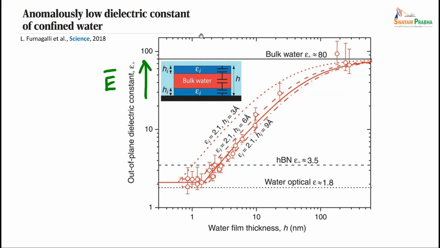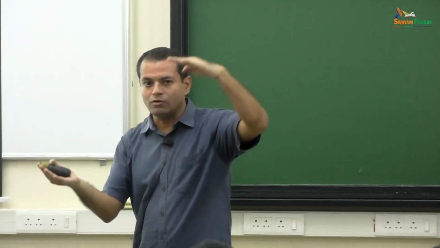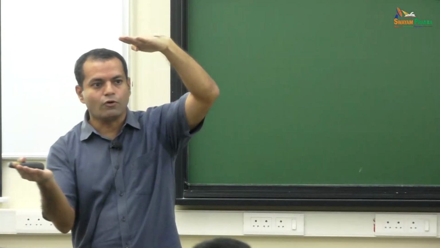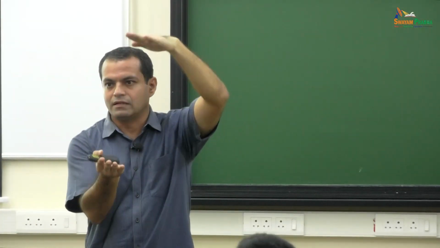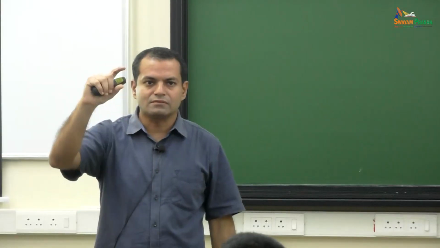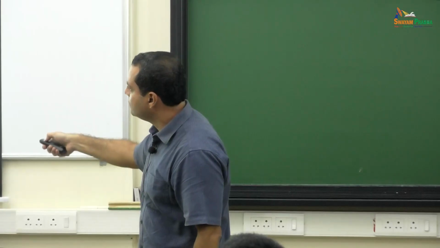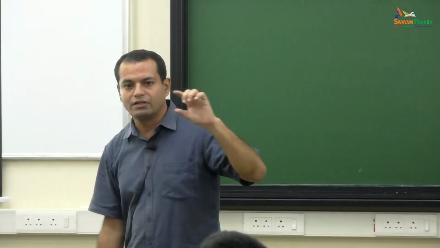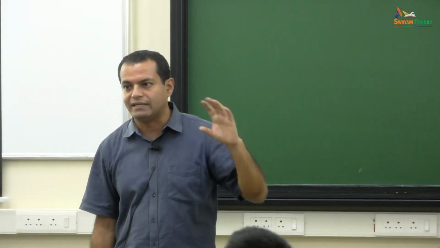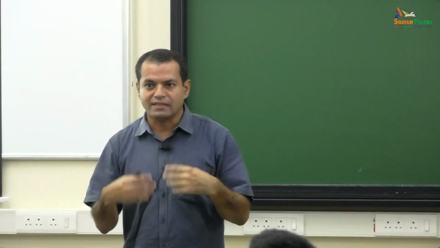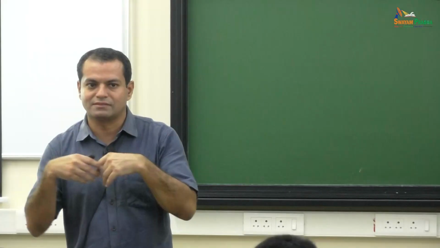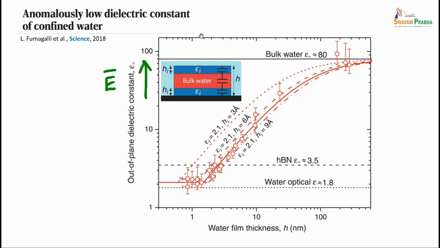And the dielectric constant is 80. But what these researchers found is, they took hydrophobic graphite-like sheets, the top and the bottom, and they kept diminishing the distance. And then they found the dielectric constant reduced to as low as 1.8 from 80. That means that this water is not the water in the bottle, it's completely different water. Why does this decrease to 1.8 and not 1?